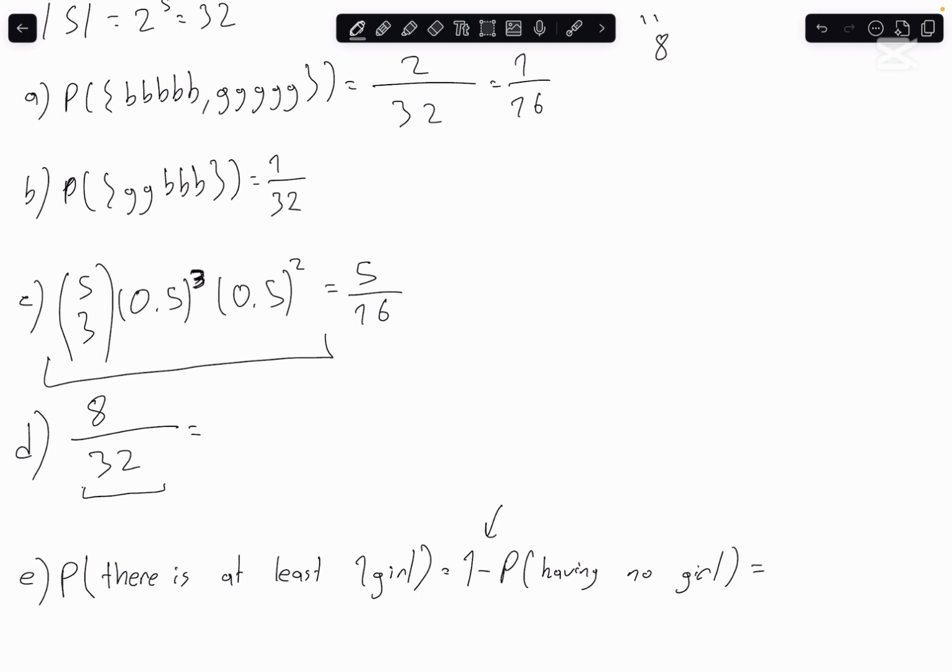There is just one instance where we have no girl, which is all of them being boys, and the probability of this one will be 1 divided by 32. That's why this will be 31 over 32.